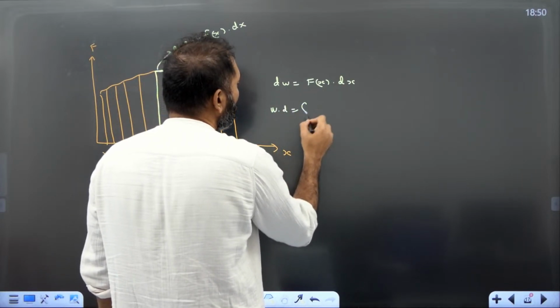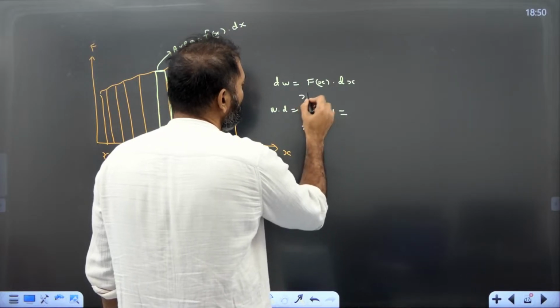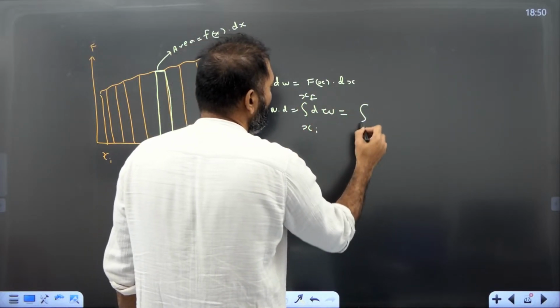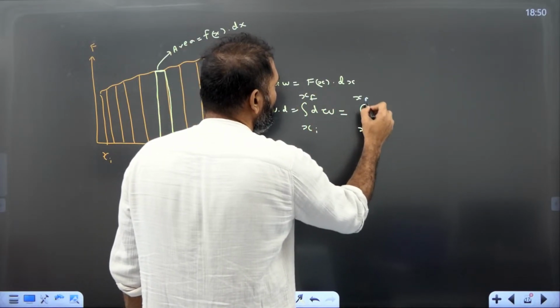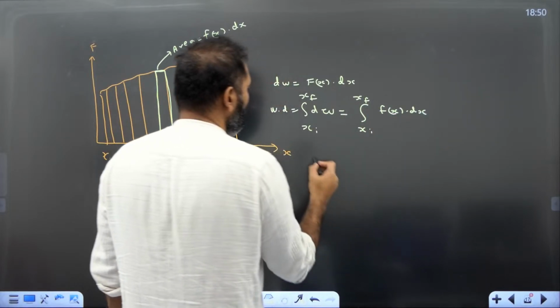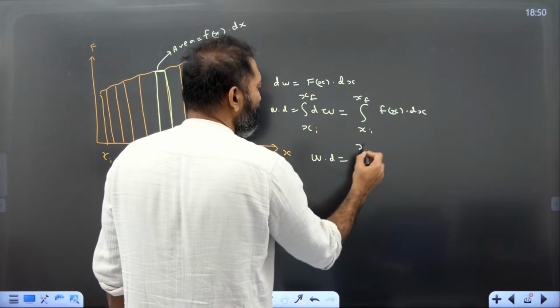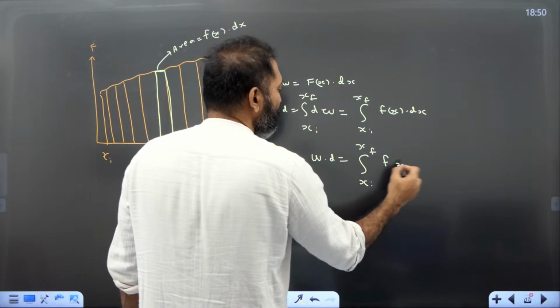What will be the total work done? Total work done is equal to integral dw, from initial position xi to final position xf. So integral xi to xf of f of x dx. This is the total work done for a variable force.